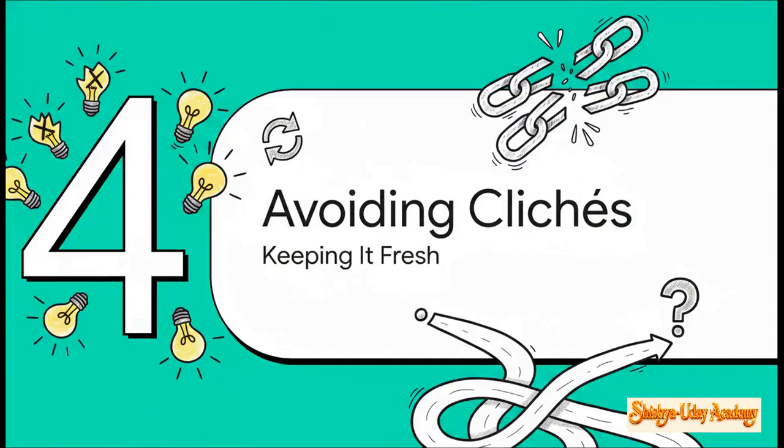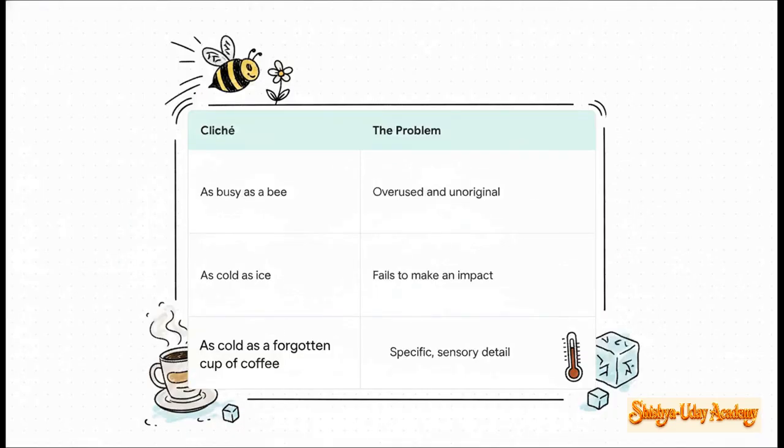Let's transition over to Section 4, Avoiding Boring Cliches. Consider this a practical workshop on your own writing. In essays, I constantly see overused phrases that are essentially dead language. As busy as a bee, totally overused and unoriginal. As cold as ice, fails to make any real emotional impact. Seriously, when you write cold as ice alongside a standard freezing thermometer, our brains skip right over it without registering any imagery because we have heard it a million times.